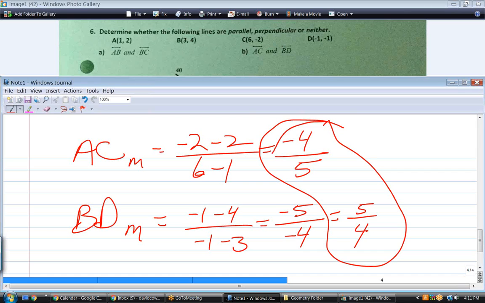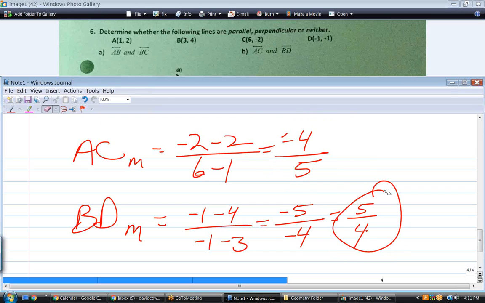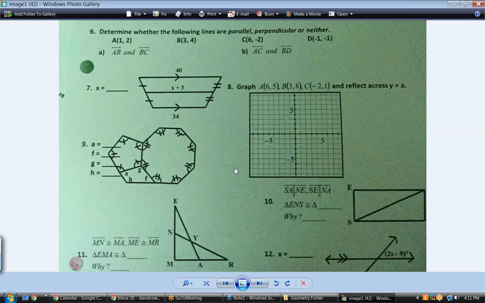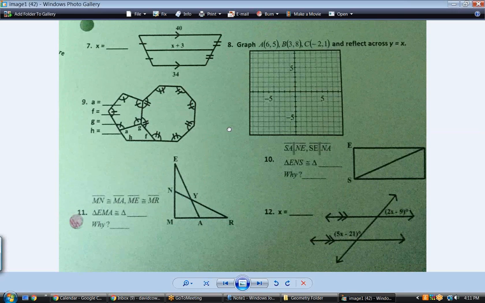In other words, you had to do two things to turn that into that. You had to flip it, and you had to change its sign. Always remember that for perpendicularity, you have to do two things. In other words, if that was a minus 5/4, it would not be perpendicular. Okay. I think you really do get it on perpendicularity.